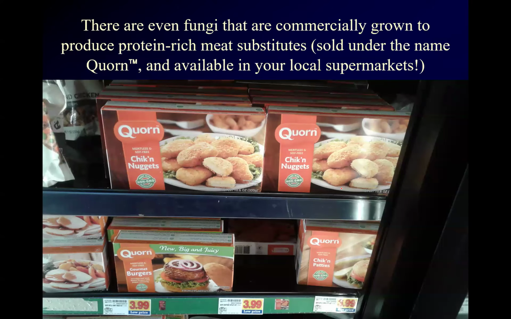And there's even commercially grown fungi that produce, you can grow these things in a big vat and harvest these fungi and produce these protein rich meat substitutes. I took this picture in one of the Kroger grocery stores in Conway a few years ago. This is a product called Quorn, and you can get it around here, and it's a meat substitute made out of fungi. I have not actually tasted it. I don't know whether it's that good, but somebody is making money off of it, and that's a commercial use for fungi.